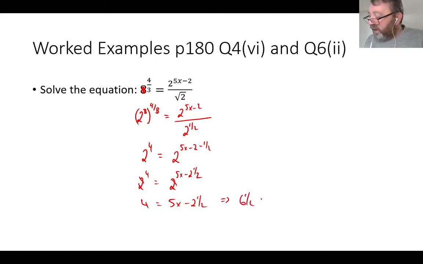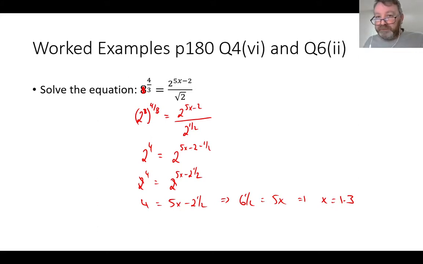So 6.5 is equal to 5x, which means that x will be equal to 6.5 divided by 5. Let's do that quickly. 6.5 divided by 5 comes out as 1.3. And there's your answer.